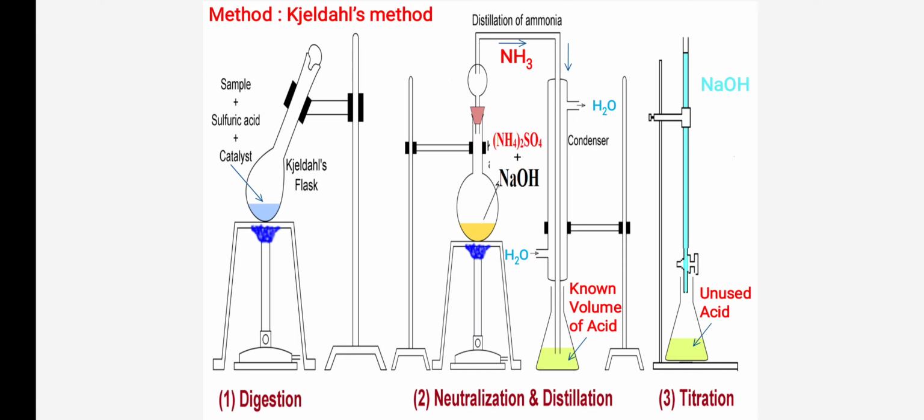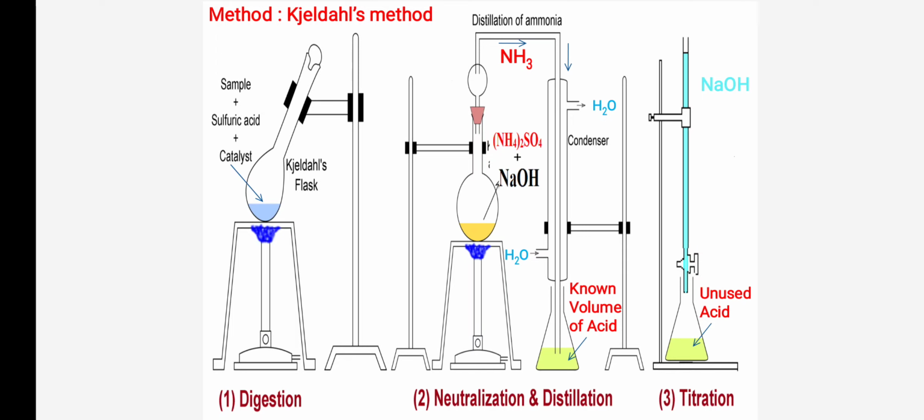So ammonium sulfate reacts with NaOH. We have to heat this mixture. If you start heating this mixture, production of ammonia starts. Now the produced ammonia is in a gaseous state, so we want to convert gaseous ammonia into liquid ammonia. So dear students, what is meant by distillation? Distillation is the process in which we convert liquid into gas.